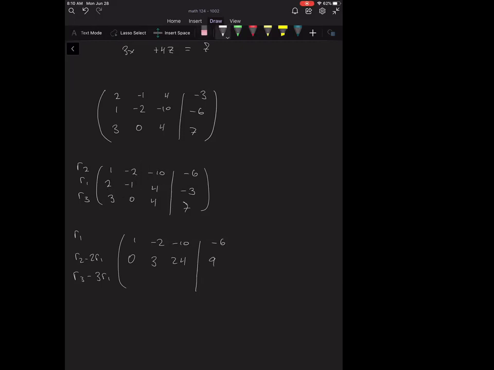So now in this bottom row, we have row 3 minus 3 row 1. So 3 minus 3 of this, which is 0. This minus 3 of that, which is just going to be 6. This minus 3 of this, so 4 plus 30, so 34. And that minus 3 of that, so 7 plus 18, which is 25. Okay, so erase that, that, and that.